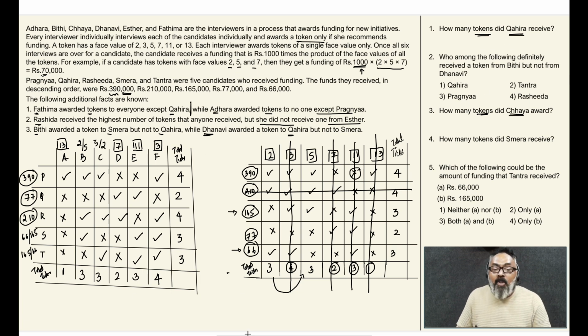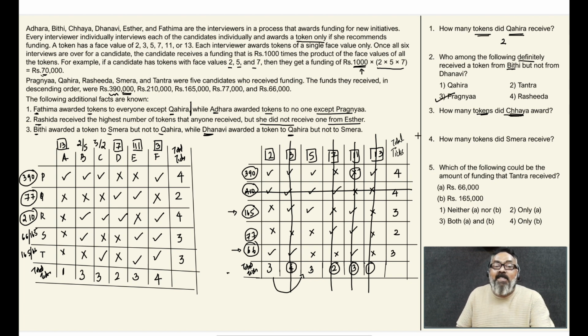How many tokens did Q receive? Q received 2 tokens. Okay. We got this. I don't think we could have answered the question before we did this. Who among the following definitely received a token from B but not from D? B में tick है, D में cross है. Tick cross. It is P. Tick cross, which we don't know, but it could be either S or P. But we have P in this answer choice. So let's go with P.